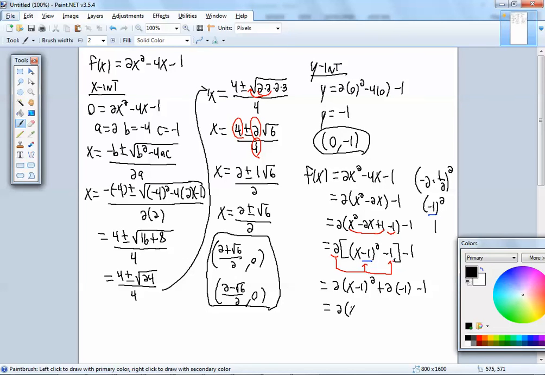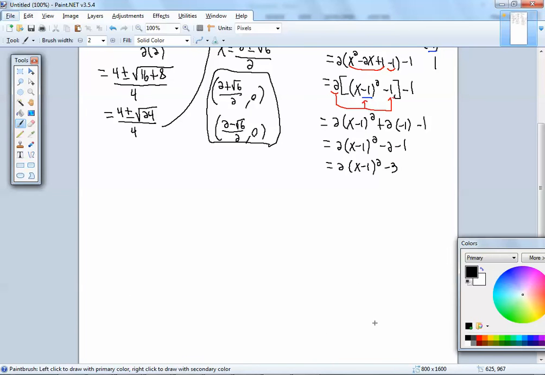Okay, so then we've got 2 times (x - 1) squared, 2 times -1 is -2, minus 1, which gives us 2 times (x - 1) squared minus 3. And that's our standard form. Now the beauty of standard form is we can easily identify some items.